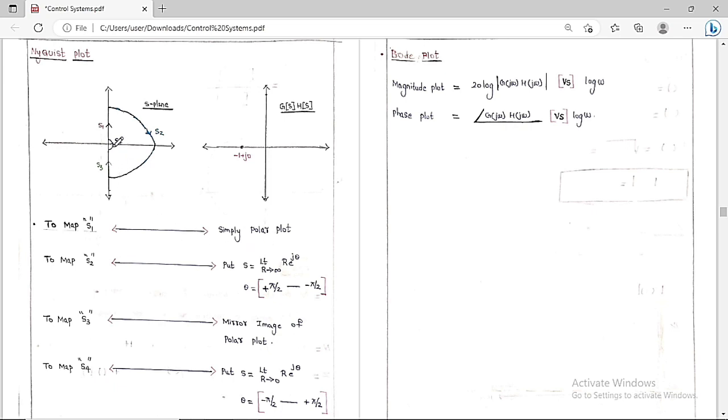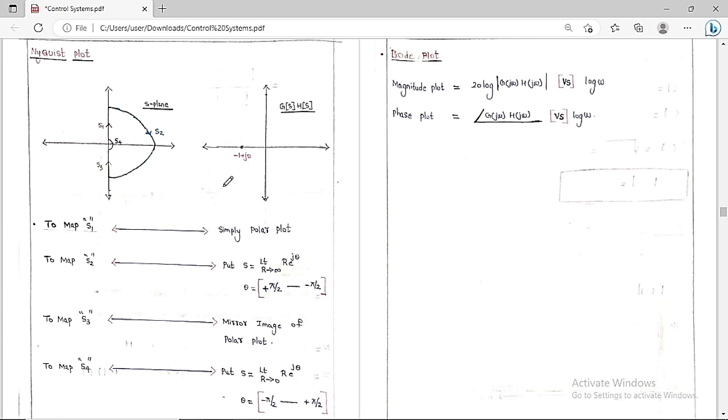And in order to map this S4, put S is equal to limit R tends to 0, R into e to the power of j theta, and theta is varying from minus pi by 2 to plus pi by 2. So if you do all this mapping of the full S plane into the G of H of S plane, then we are going to get a Nyquist plot. And for this Nyquist plot, if you want to figure out how many times it is going to enclose this minus 1 plus j0, N is equal to P minus Z, where N indicates the number of encirclements which are made by the Nyquist plot around the minus 1 plus j0 in the G of H of S plane.